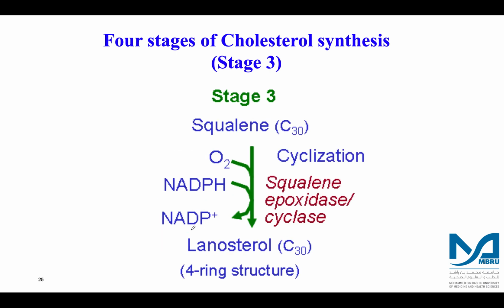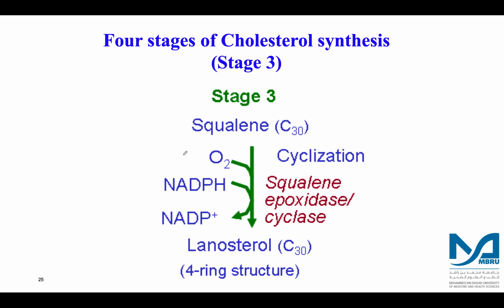And squalene undergoes cyclization and again requires NADPH in the process, and is converted to a 30 carbon ring structure. And this particular 30 carbon atom containing molecule has 4 rings, which we looked at when we started looking at the structure of cholesterol, and that particular molecule is known as lanosterol.